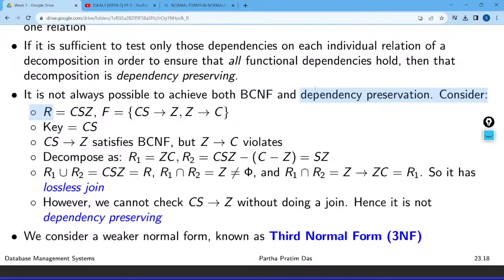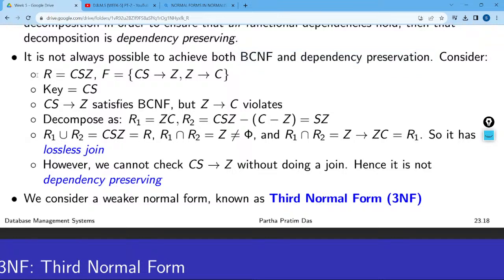It is not always possible to achieve both BCNF and dependency preservation. What this is saying is, sometimes you can get BCNF, and sometimes you can get dependency preservation. Here, CS implying Z satisfies the BCNF conditions. However, Z implying C violates it. So either you can get preserved dependency, or you can achieve BCNF. In this case, you are not getting both.